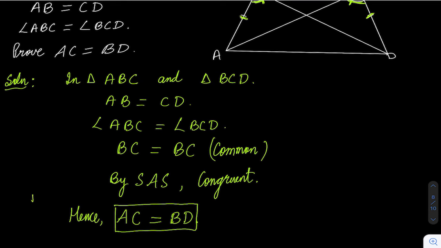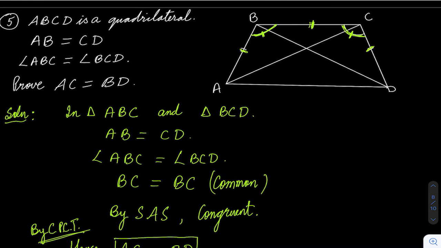So sometimes students write this also by CPCT. I mean, that's okay. You can write this, no problem. Okay. So these two sides are also equal because triangles are congruent. I hope everyone understands this question.